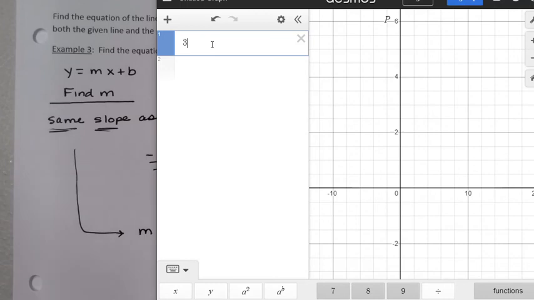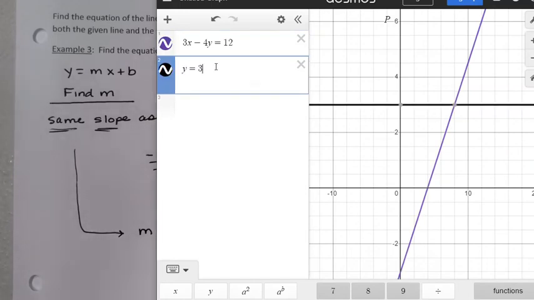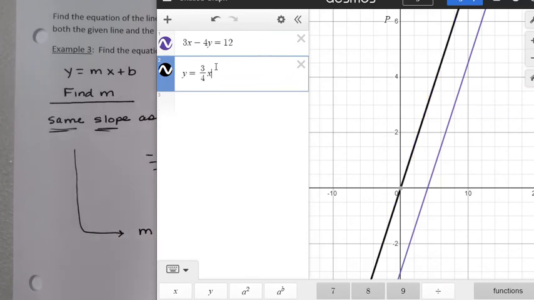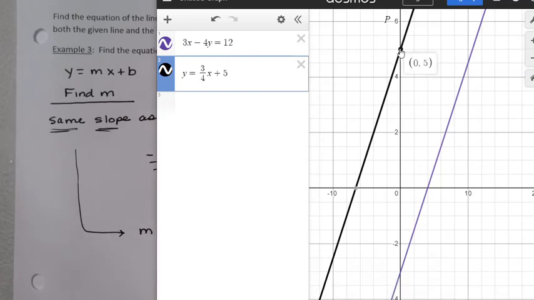So they gave us the line 3x minus 4y equals 12. So there's the original given line for this problem. Our new line was y equals 3/4 x plus 5. First of all, can you visually see that those two lines are parallel? They certainly look parallel. And notice my line, the one in black, does have the y-intercept of 0.5, just like we expected it to have. So it looks like we did do the problem correctly, and Desmos was a nice way to check that.